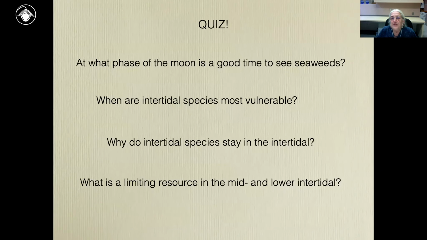At what phase of the moon is a good time to see seaweeds? Full moon or new moon? That's when the moon's lined up with the earth and the sun. Full moon and new moon.